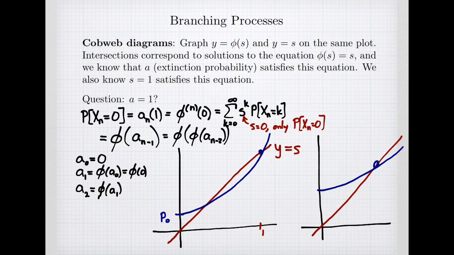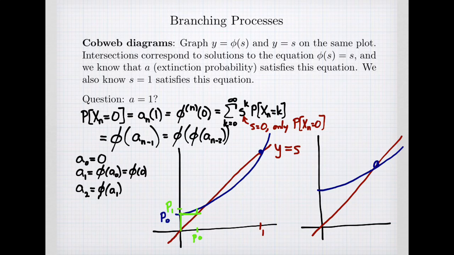Well, what does this sequence recursion say? It says I start at 0 and I see what value the function is. And to find the probability at the next generation, I use that value and I calculate the next value of the function. So here's P0, and this new value is P1. I then go to P1 and I repeat the process.